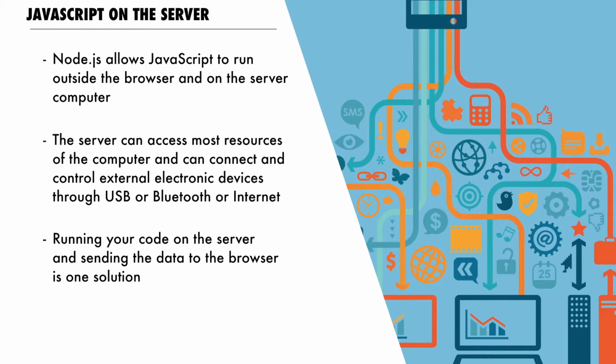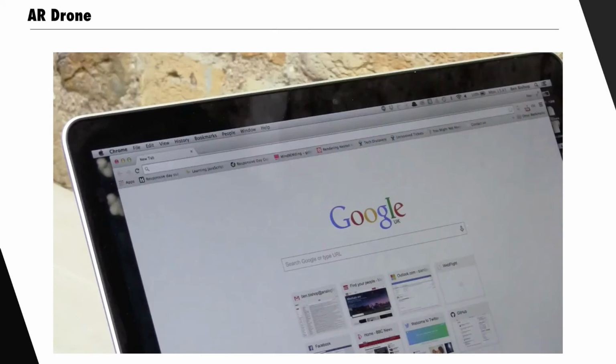Yes, as I said, running your code on the server and sending the data to the browser is one solution. To work around the restrictions of the browser, you can do the calculations on the server, on your computer, and then send all the processed data, all the sensor data, the things that you don't have access to, to the browser. So that's one way of doing it.